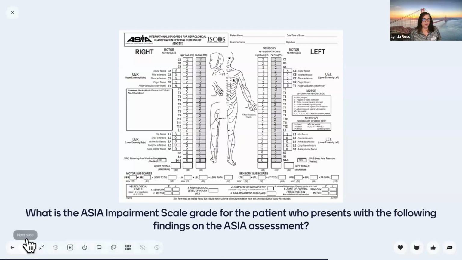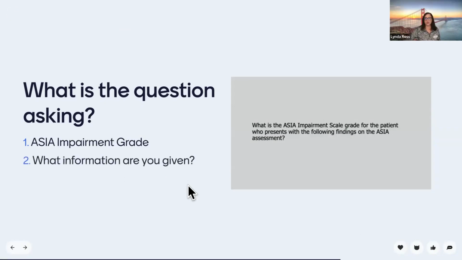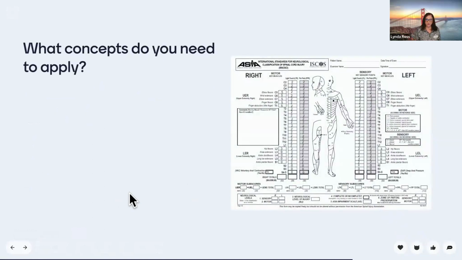Let's go on to the next slide. So we pretty much know what the question is asking, right? We need to know what the ASIA impairment grade is. Don't give the answer yet, because we have to go through the process, and maybe it is and maybe it isn't. So what information are you given? We're given that ASIA worksheet. I want you to comment on what concepts you need to apply, not give me the answer. So what's the first thing that you did? Okay, so you looked at DAP, right?